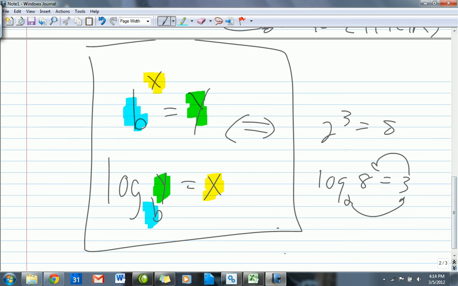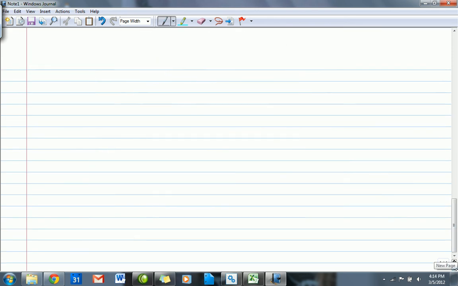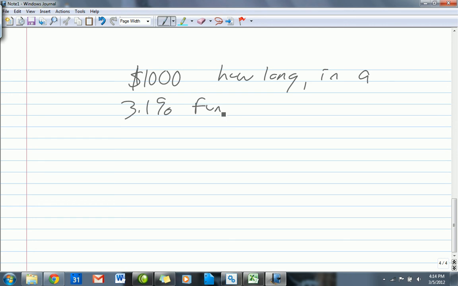A problem I'd like for you to consider for tomorrow is this. If you have $1,000 in a 3.1% fund, which is compounded interest annually, how long will it take to double?